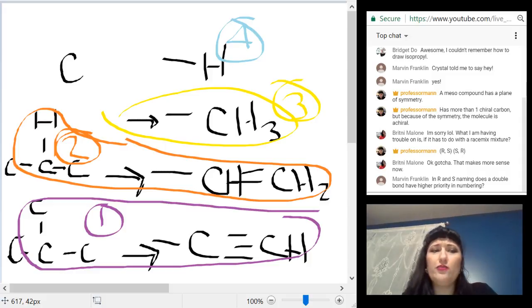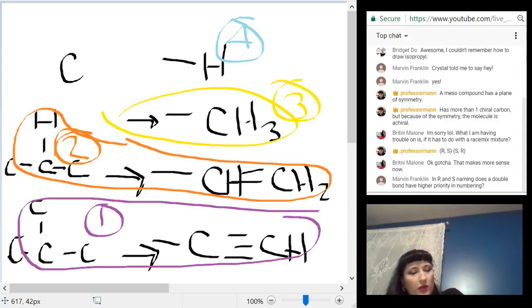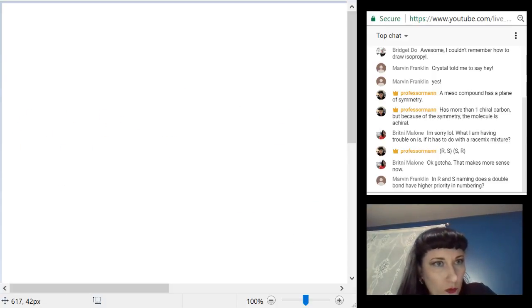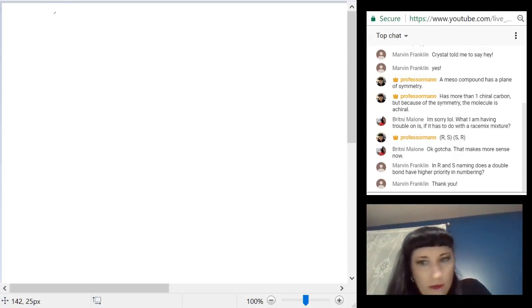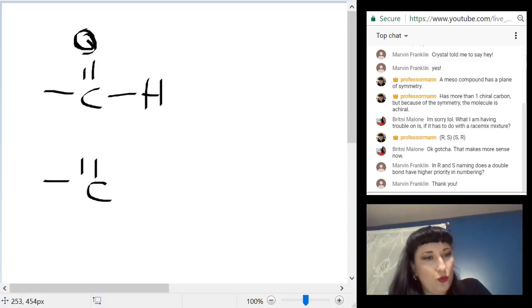You don't have to have a hydrogen. You can have a quaternary carbon that's asymmetric and chiral that doesn't have a hydrogen on it at all, but a lot of molecules will have at least one hydrogen on them. Hopefully that makes sense. If I do another example, one that I see a lot of people have trouble with, let's say an aldehyde, and let's compare that to a carboxylic acid.